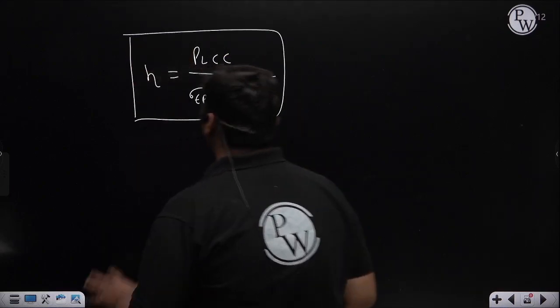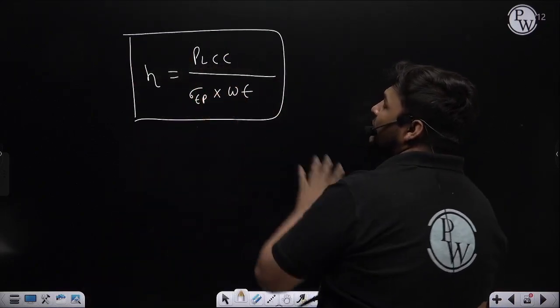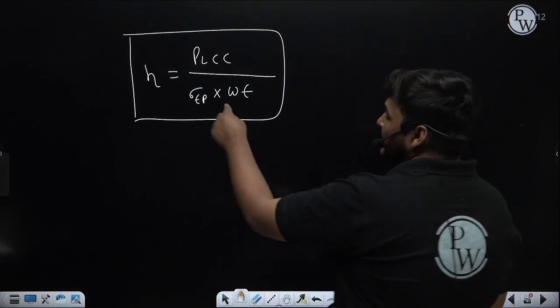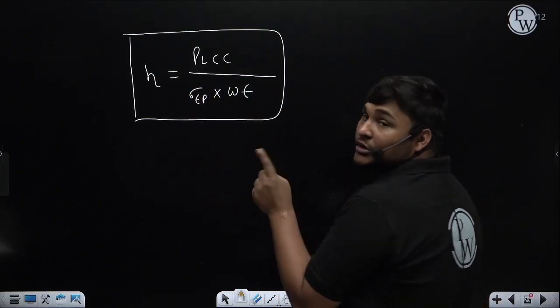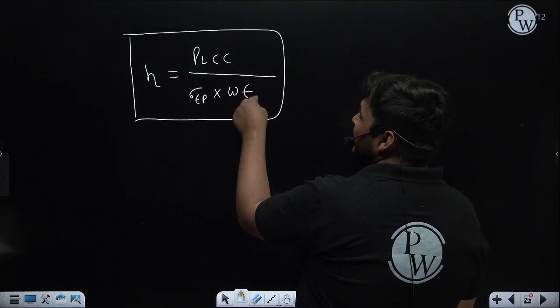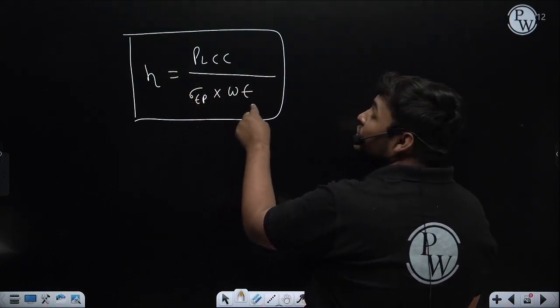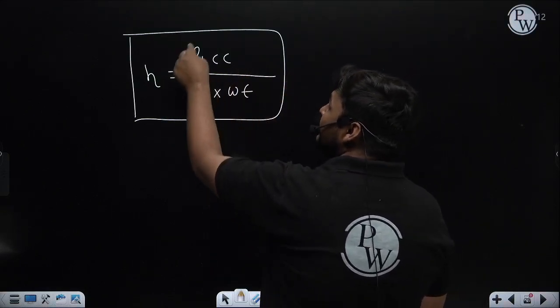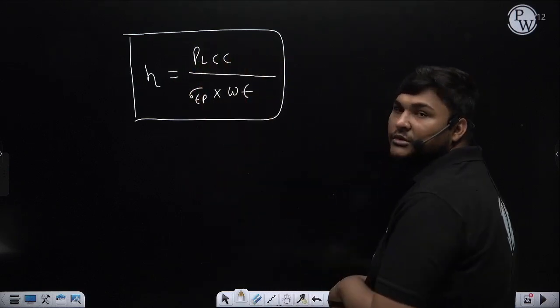Okay. Now if you are remembering this formula directly and using it directly, if you are taking sigma tp in megapascal or newton per mm square, and taking this area in mm square, then the below term will come in newton. So ensure that the above term is also in newton. So this efficiency will come.